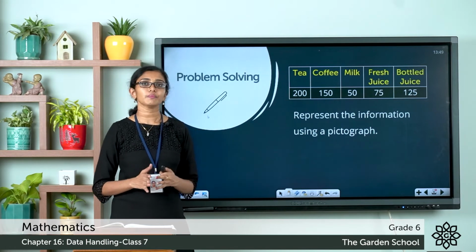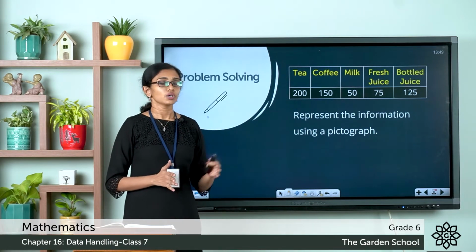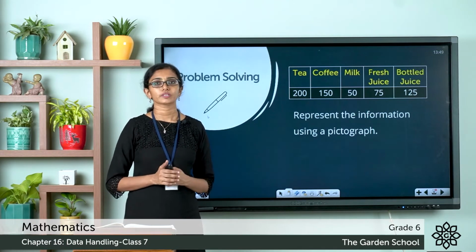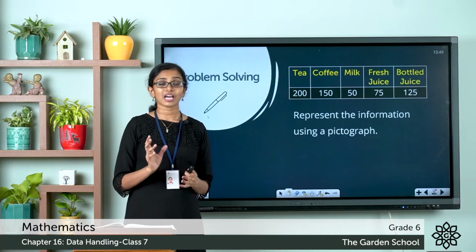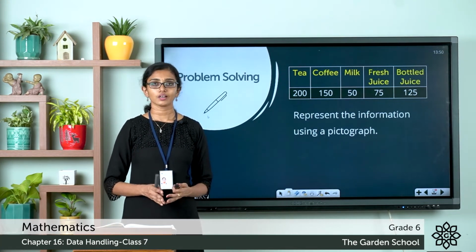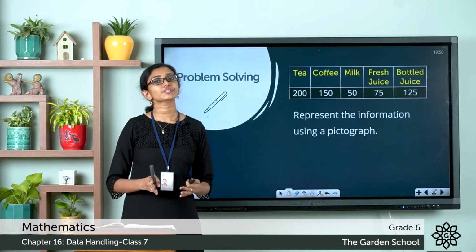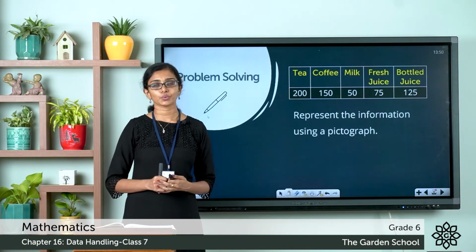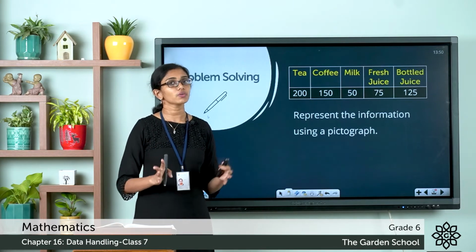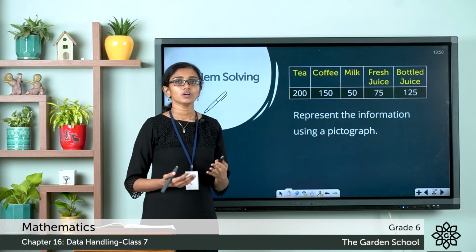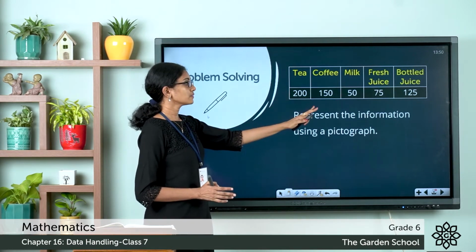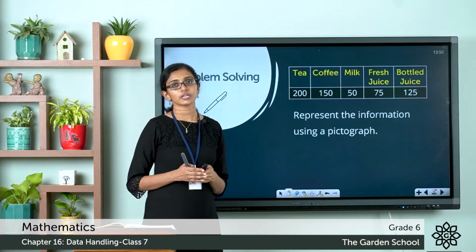So what is the first step to draw a pictograph? You have to review the data given to you and then you have to pick a symbol. Now once you pick the symbol, you have to assign a key for the pictograph. A key or a scale of a pictograph will tell us what value is represented by each symbol. To assign the key, we must have a thorough analysis of the data given to us. So let's have a look at the values given to us: 200, 150, 50, 75 and 125.